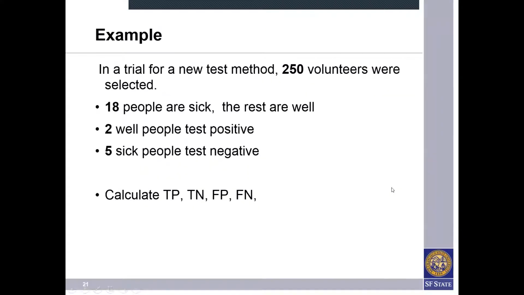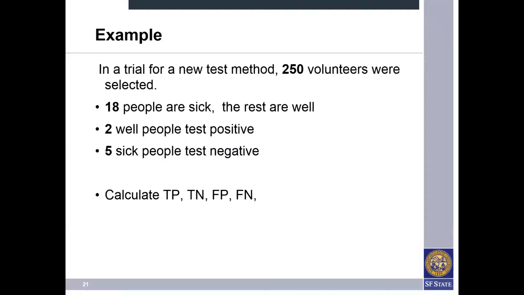All right, so let's give this a shot here. We have 250 volunteers that are selected for a new test method. And we've got our new method, and we've got some type of gold standard confirmatory test to determine whether or not they are truly sick or truly healthy. And say we are doing this test and 18 people are truly sick and everyone else is healthy. 2 healthy people test positive. And 5 of the sick people are testing negative. Those are 5 false negatives.